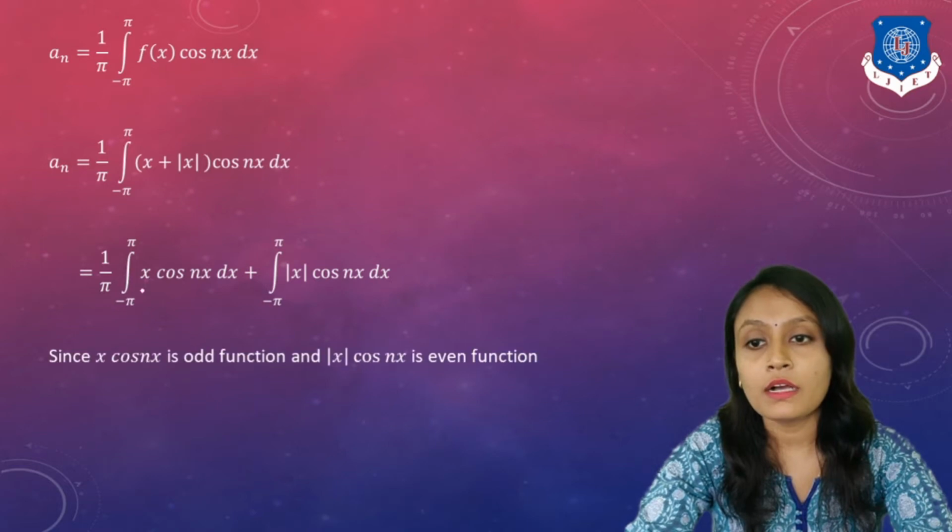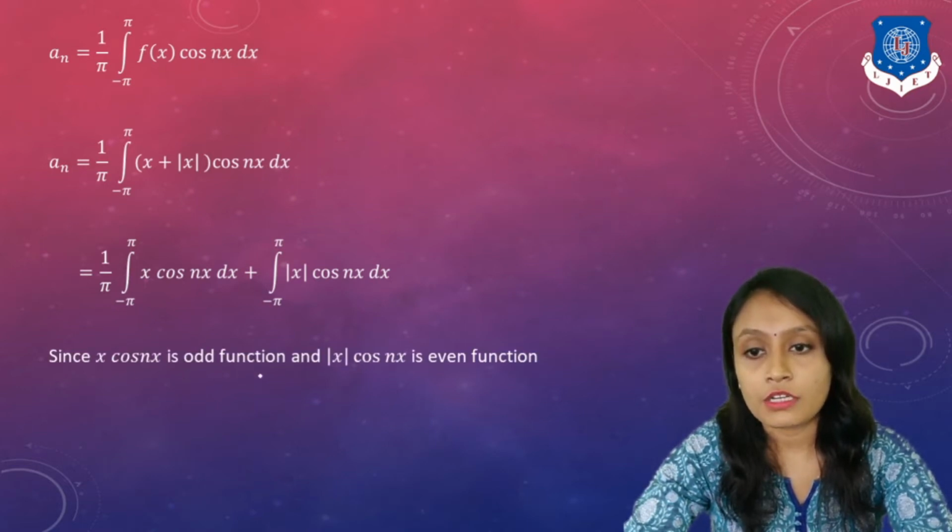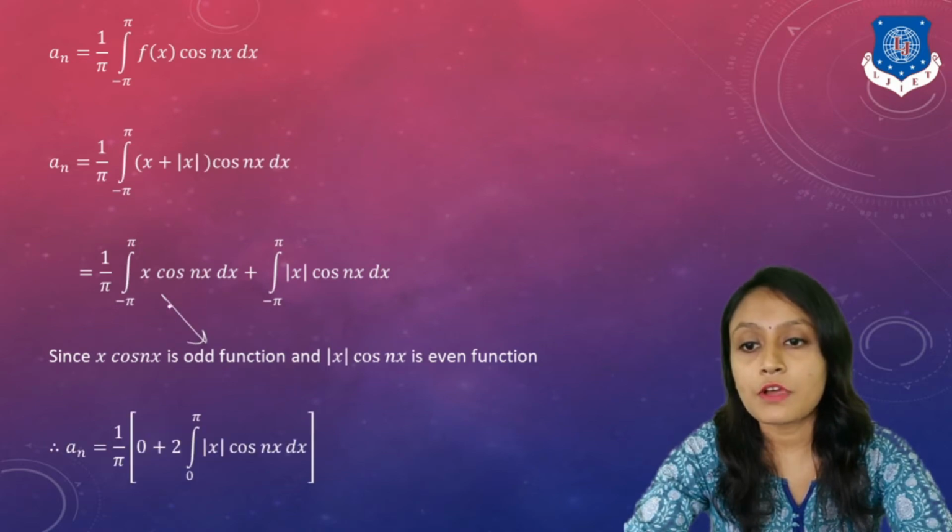Now again we know x cos nx is an odd function, and |x| cos nx is an even function. So the integration of this function will be equal to 0, and the integration of this term will be equal to 2 times ∫ from 0 to π |x| cos nx dx. Again, in the interval 0 to π, x is greater than 0, so |x| is equal to x. So we have an as 2/π ∫ from 0 to π x cos nx dx.